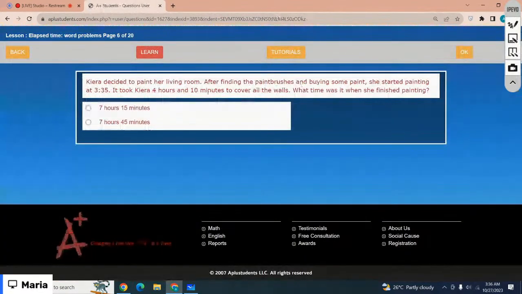Okay, Kira decided to paint her living room after finding the paint brushes and buying some paint. She started painting at 3:35. It took Kira 4 hours and 10 minutes to cover all the walls. What time was it when she finished painting? Which is the correct option?